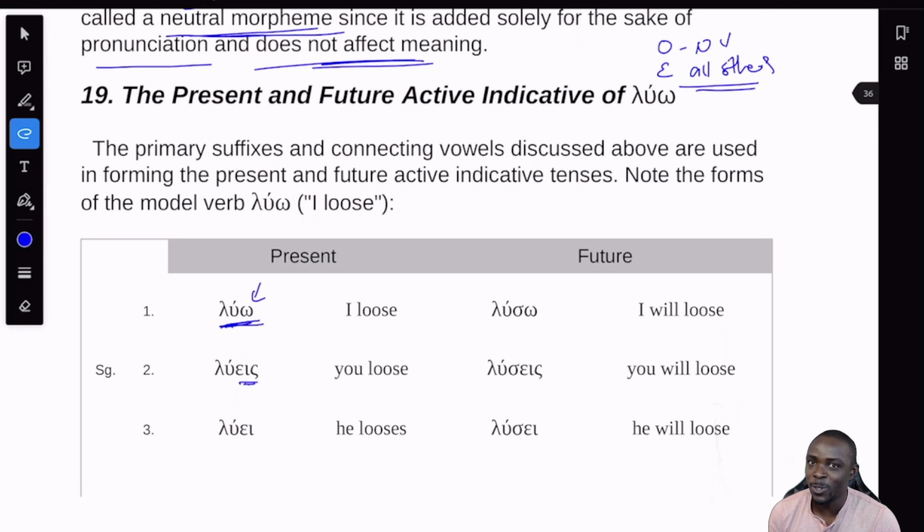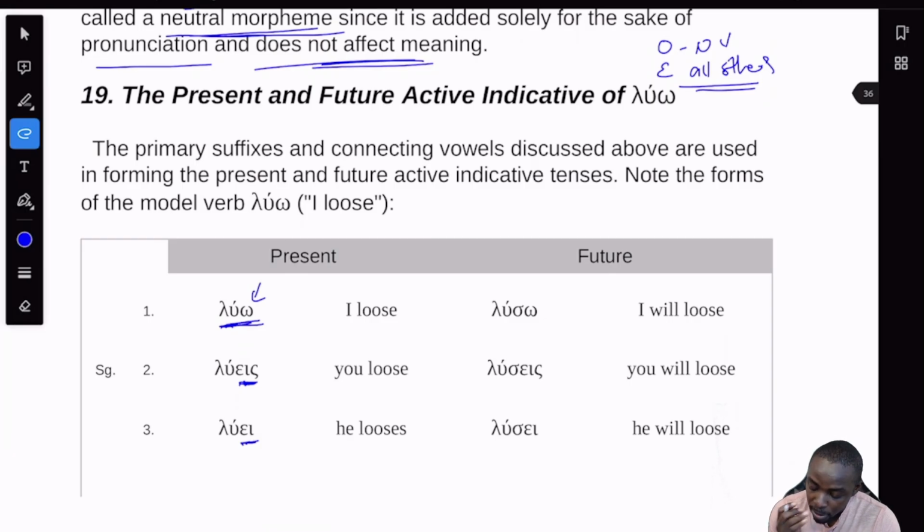Second person singular. So you, right? So luo, you lose, singular. So lueis is second person singular and luei is third person singular. He, she, or it loses. So you're going to get luei, he, she, or it loses.